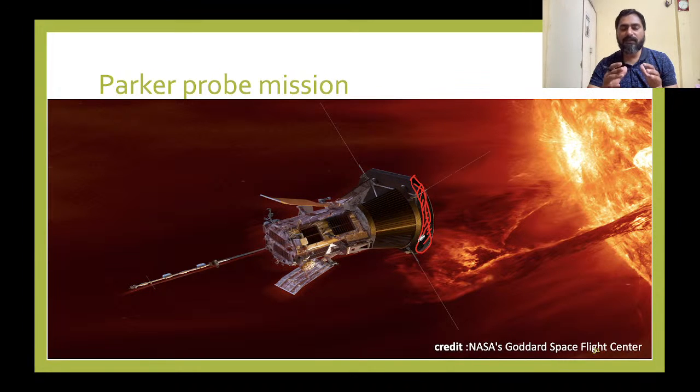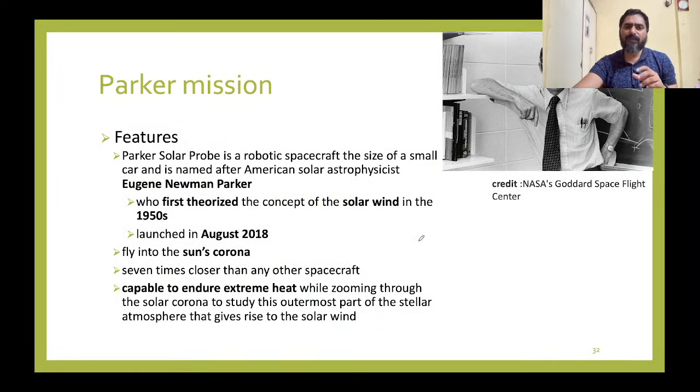So it touched the Sun's corona, and then it moved out. For a brief period it touched the Sun's corona. That is the unique achievement of this Parker mission, that anything could touch the Sun's corona. Parker mission has been named after Eugene Parker. Eugene Parker was the one who first theorized the concept of solar winds.